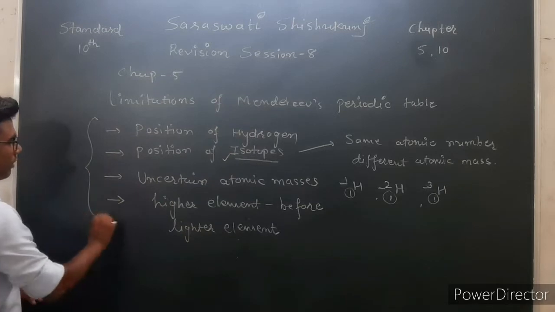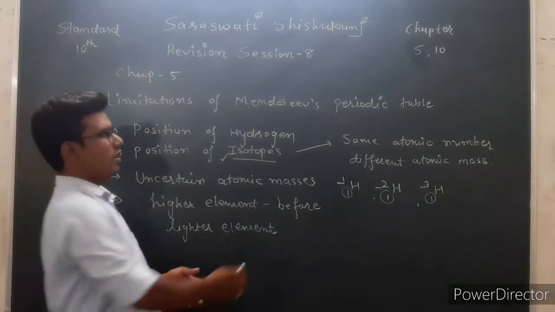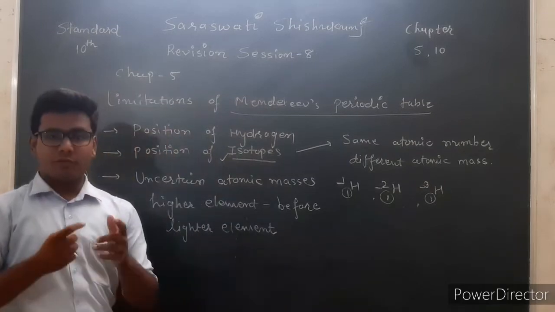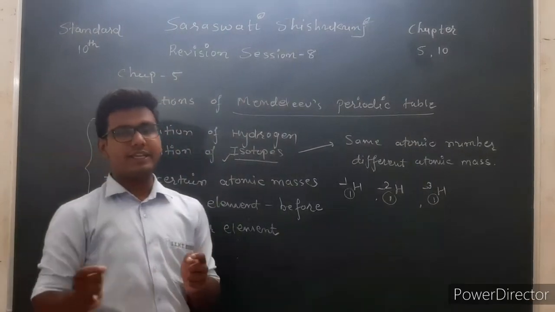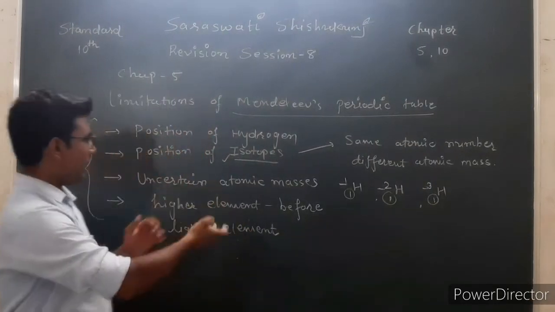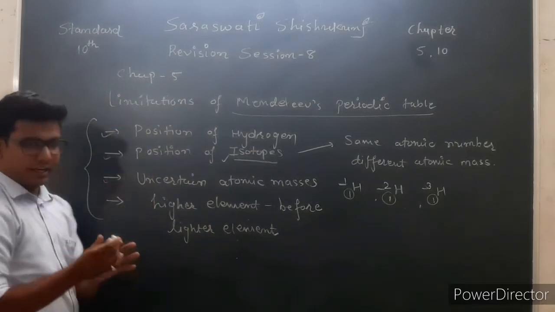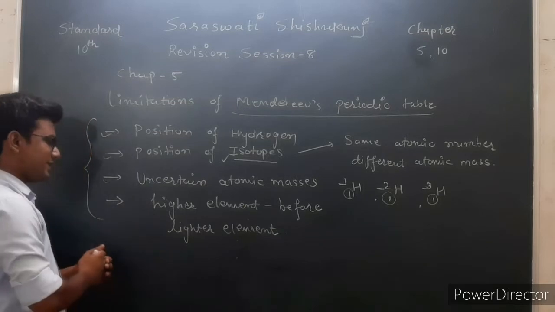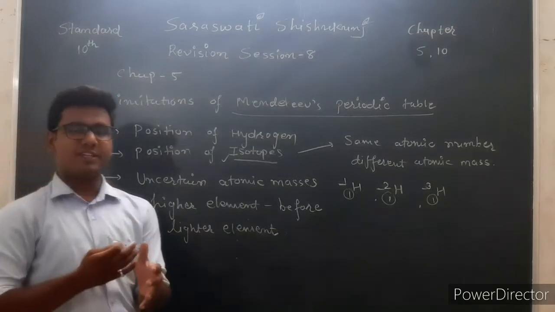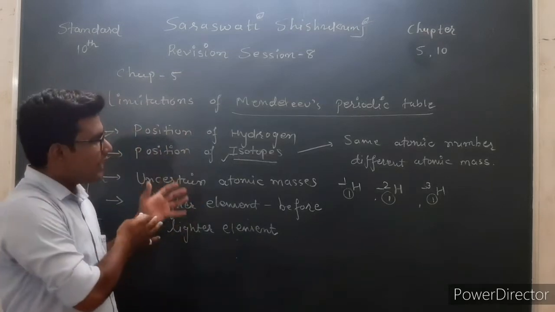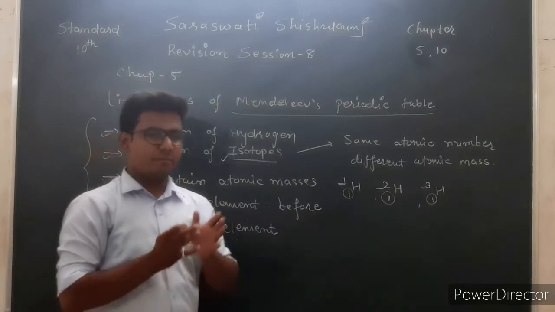So these 4 are limitations of Mendeleev's periodic table. Mendeleev's periodic table works according to increasing atomic masses. Again, the position of hydrogen, position of isotopes, uncertain increasing of atomic masses, and in some cases higher elements were kept before the lighter elements. So these were the limitations of Mendeleev's periodic table.